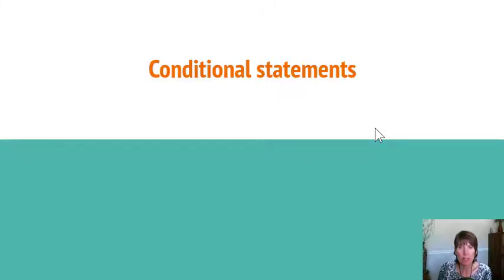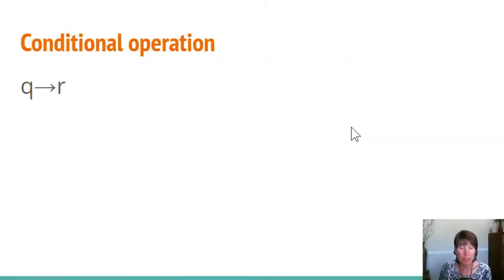Another type of logical statement that we're going to learn about is a conditional statement. And we're going to learn a couple of different operations for this. So one of them is the conditional operation. And notice that this uses that arrow as the operator. And it is read if Q, then R. So when we have this conditional operation, it's if Q, then R.